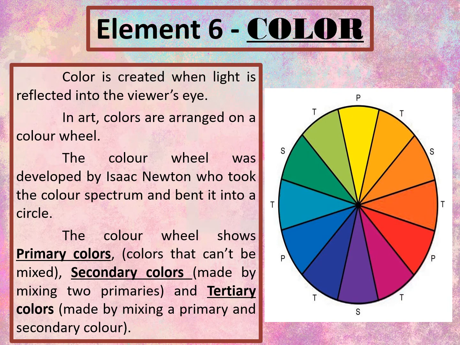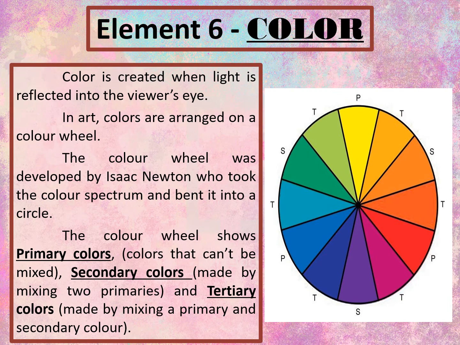Next is the secondary colors. So in color wheel, there is letter S. So that is the secondary colors. We have color orange, color green, violet. So these colors are made by mixing 2 primaries. So in primary color, if we mix the 2 of them, for example, the yellow and the red, we have an orange.